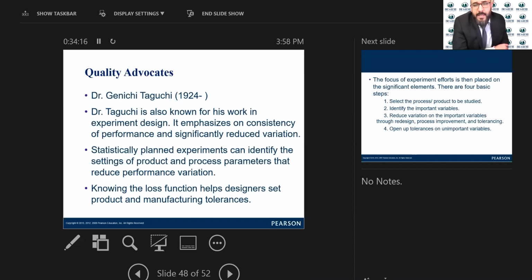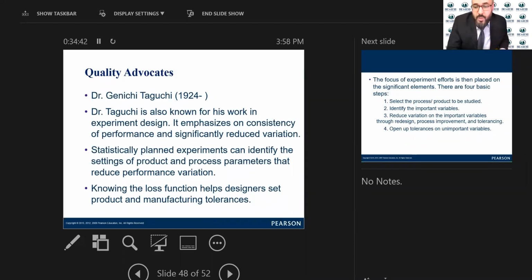Statistically planned experiments can identify the setting of product and process parameters that reduce performance variation. So basically here, what he said, in any environment, in any settings for a process, look into the factors, the parameters that will help in removing the variation. And by studying these parameters, you can reduce the variation.